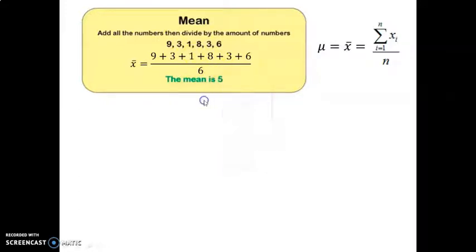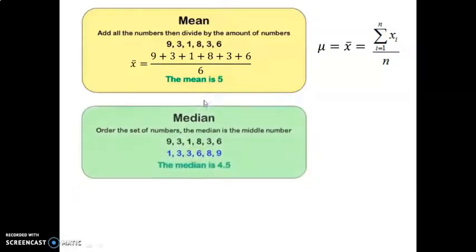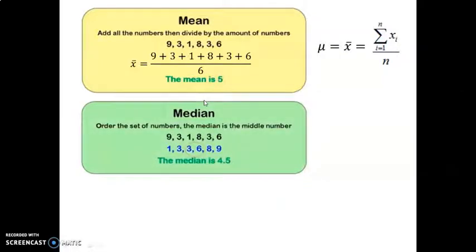Okay, the next way we can represent or talk about the center of a data set is the median. The median is found this way. We order the set of numbers, and the median is the middle number. For example, we take that same data set, reorder it from lowest to highest, and now we're looking for the middle value. One thing when we find the median, you should know this little formula here.